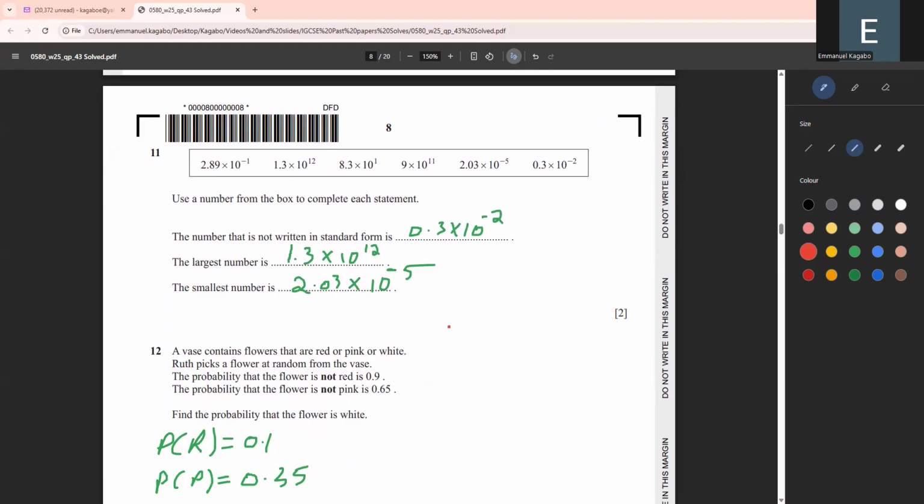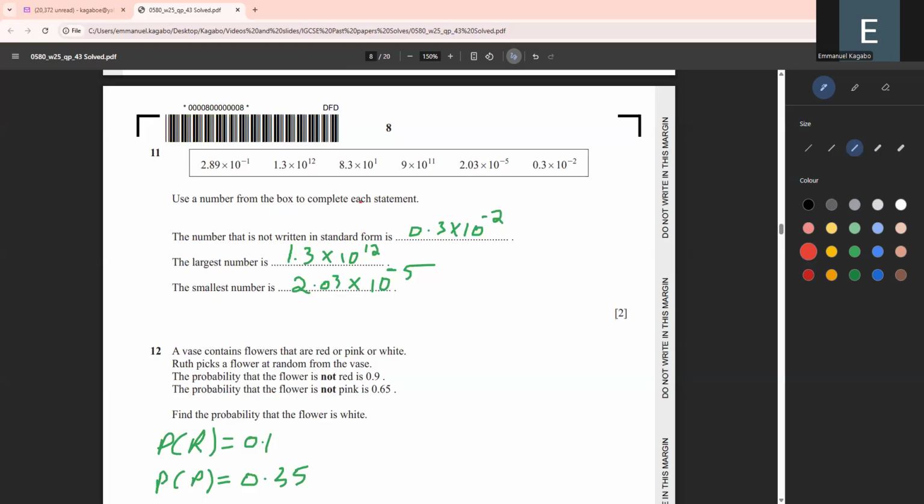It's about standard form, which is also common in exams. Very important, by the way, even when you're doing your sciences. I'm talking about doing chemistry or IB mathematics, I mean physics and IB chemistry. Very important to know, okay? Use a number from the box to complete each statement.